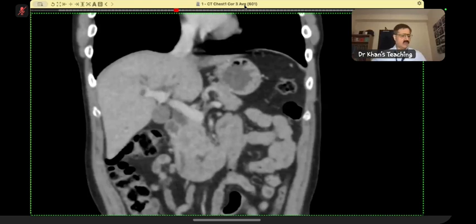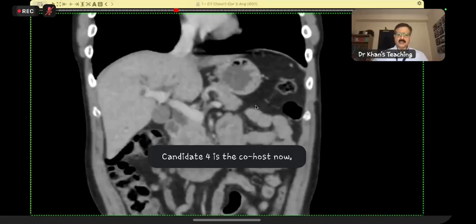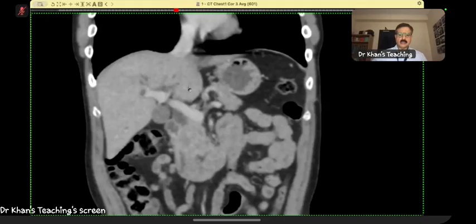Okay, candidate 3. So I wanted to show you this stent. Okay, thank you. Candidate 4, let me make candidate 4 a co-host. So your first case is, just 1 second, please.